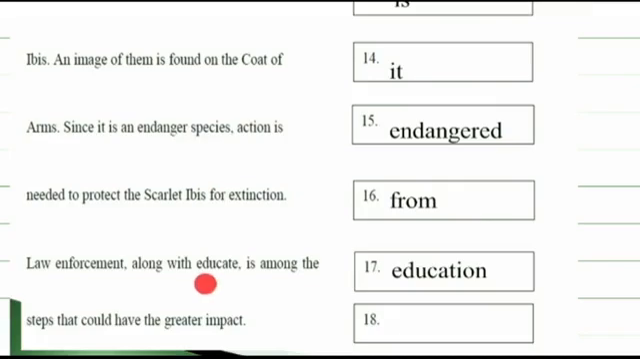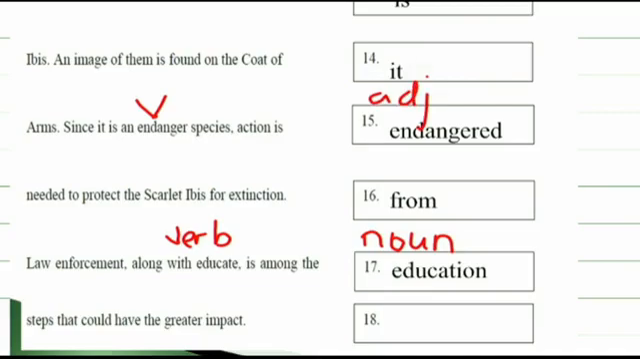Law enforcement along with educate is among the. And we changed the verb educate here. So we know educate is a verb. And what did we do with the verb educate? We made it into a noun. So previously, we changed endanger, which was a verb, into an adjective. Here now, we're forming new words from the root word. So we're taking educate and making it into a noun to make the sentence more suitable, so that it will make more sense to the reader. So law enforcement along with education is among the. So educate now becomes a noun.